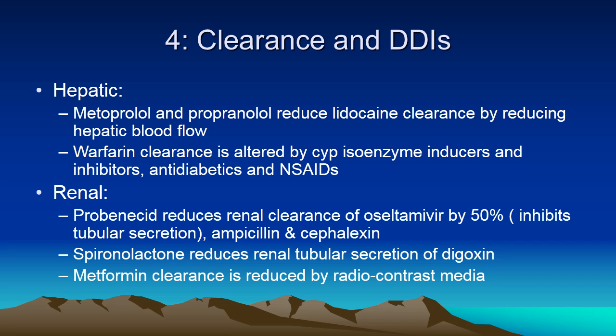Renal level drug interactions are well known. Probenecid reduces renal clearance of oseltamivir, ampicillin and cephalexin, and this is by inhibition of the tubular secretion. Spironolactone reduces renal tubular secretion of digoxin. Metformin clearance is reduced by radiocontrast media.